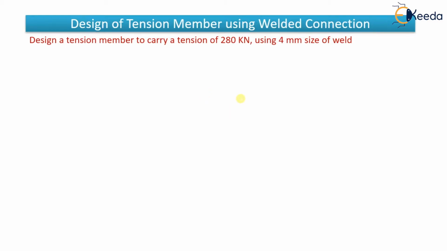of weld. See, only two data are given here, and how can you identify that this type of question is of tension member? Because it has mentioned that the member has to carry a tension of 280 kilonewton. Even if the question was like this, design a member to carry, and there was no tension word, still they would have given here the tension word. Tension means this is the type of tension member. Okay, so the load given here is 280 kilonewton and using 4 mm size of weld.